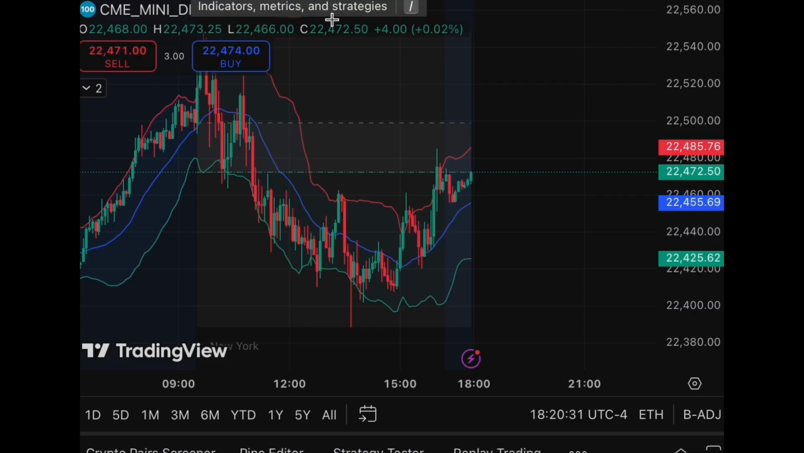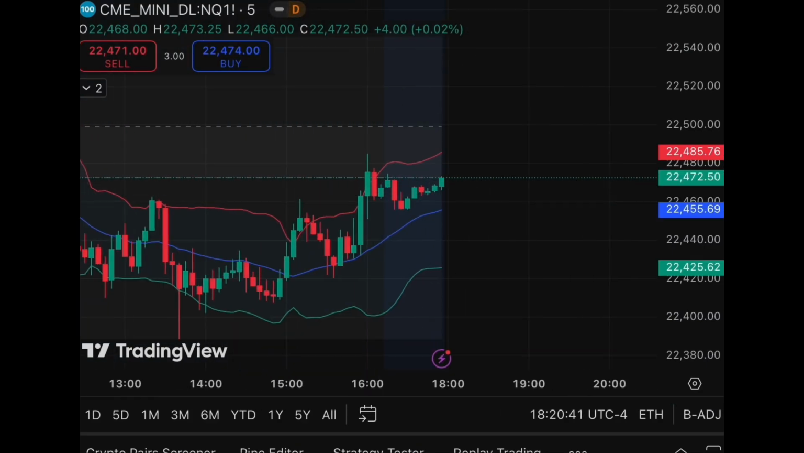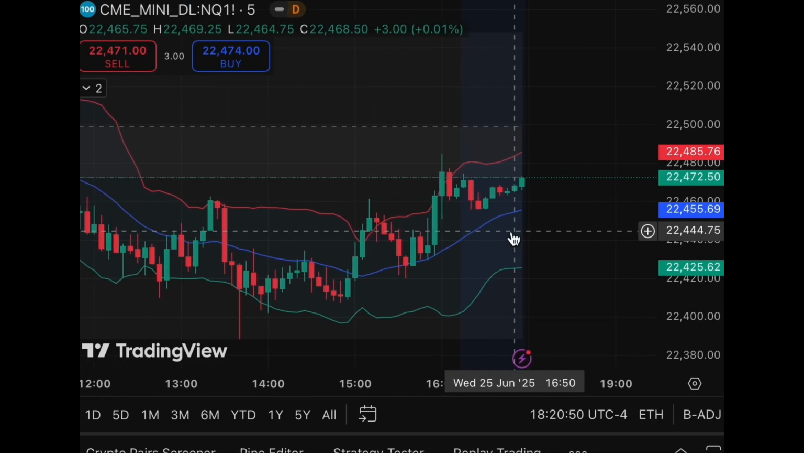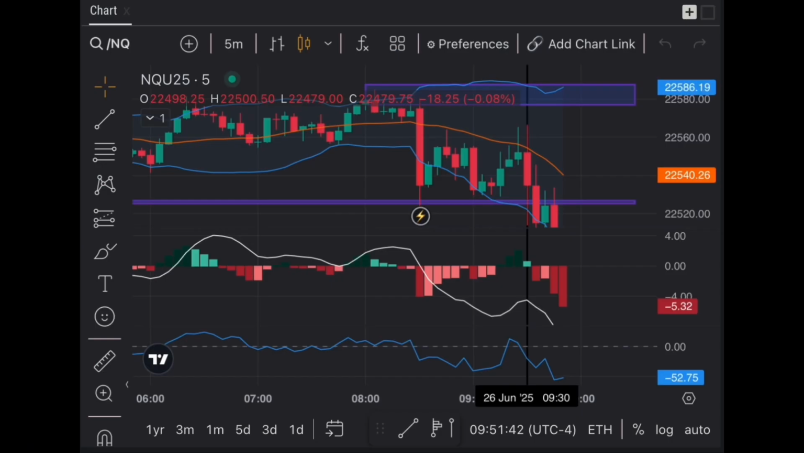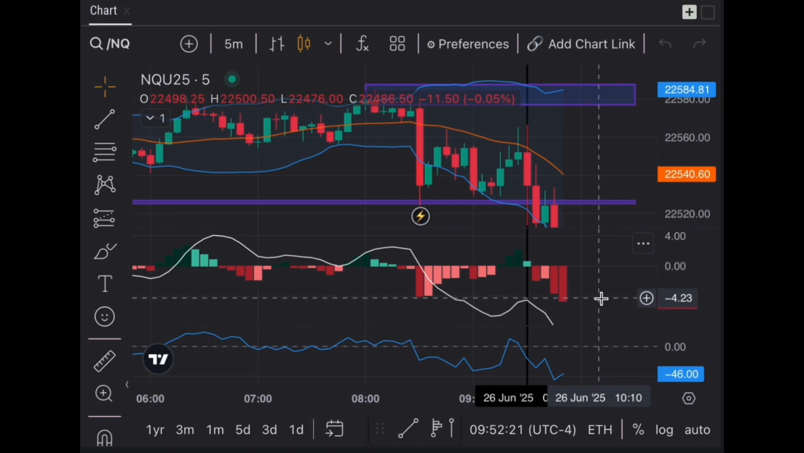I switched to TradingView right here to look at the difference, but I was in a different market, and I switched back. Again, just waiting for my indicators to align and tell me for the reversal and for me to enter.